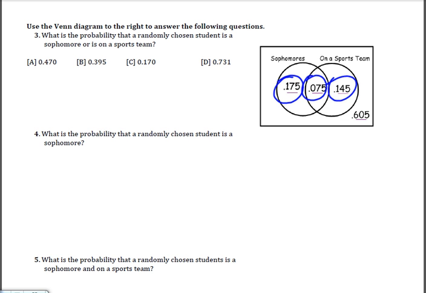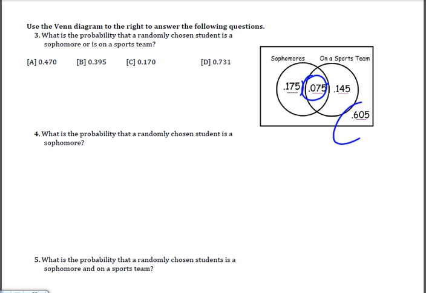Add all those up. Okay, what if I said probability of picking a sophomore, the person has to be a sophomore and be on a sports team? You see how it narrows it down? If I say probability to pick a sophomore who is also, or and, the person is a sophomore and is on the sports team, then it would only be that one. So and is only the middle one. Or would be all of them circled, except which one?